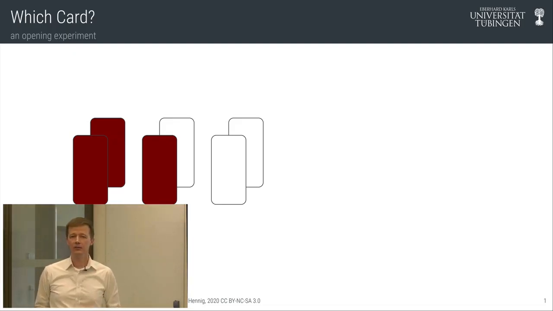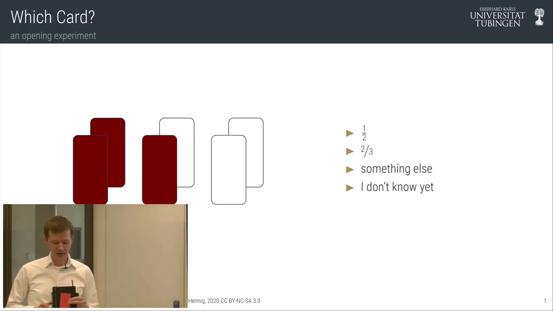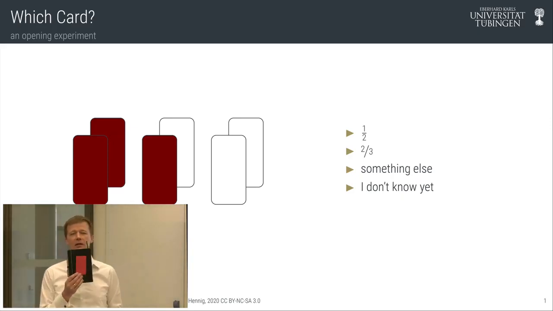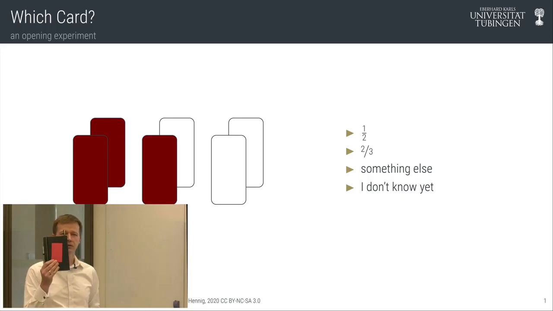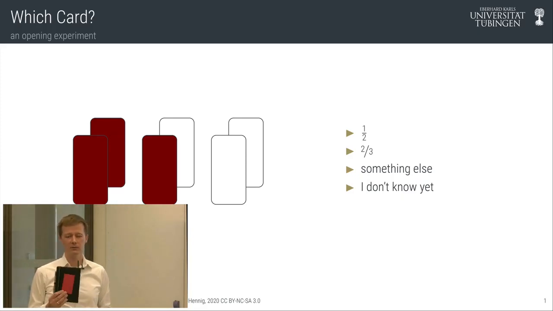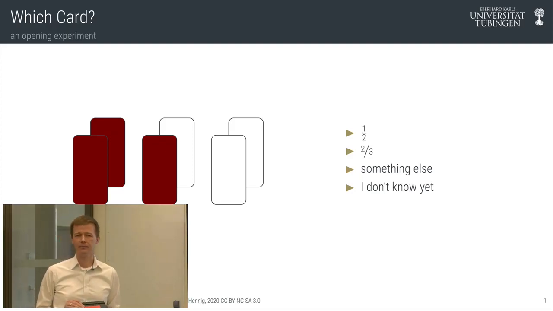Now that you've done so, I can provide you with a few possible answers. Maybe your answer is the probability for the other side of this card to also be red is 1/2, because what's it going to be? It's either white or red. Maybe your answer is the probability for the other side of the card to be also red is 2/3. Or maybe it's something completely different because you have your own theory.